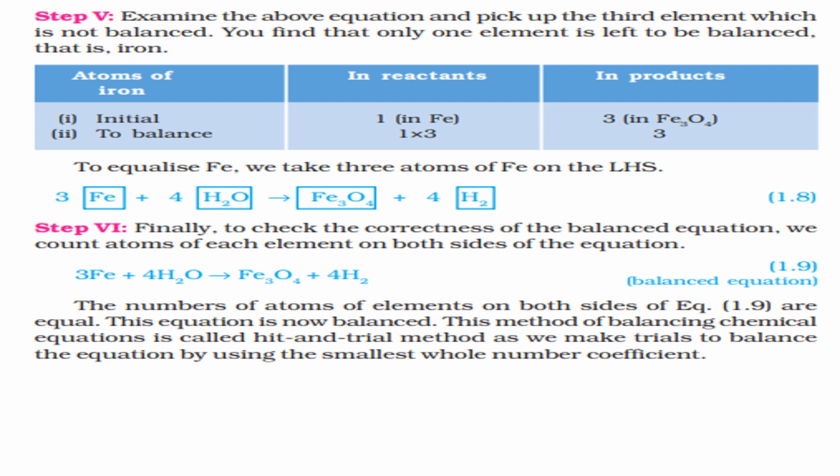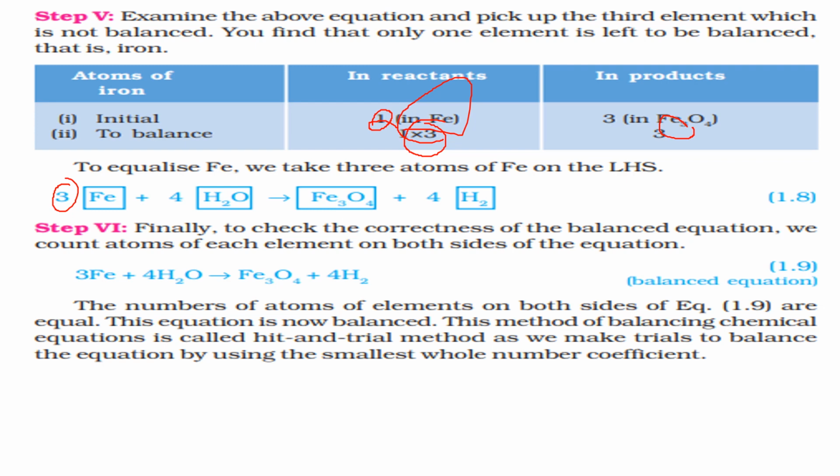Later on, we balance the next element, that is iron. We had 3 on the product side and 1 on the reactant side. So we multiply the iron with 3. That is 1 and 3. So we add a 3 in front of iron. The equation is now partly balanced.